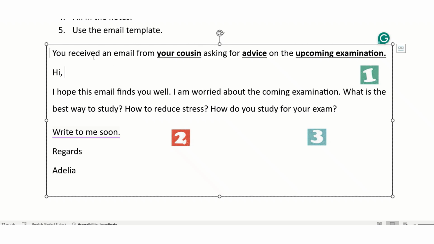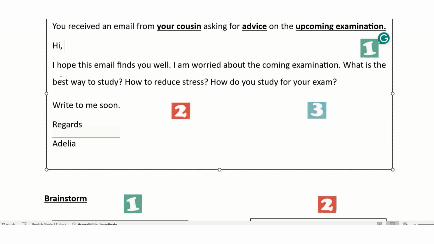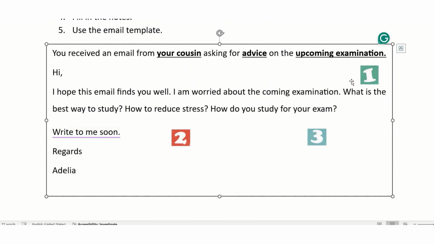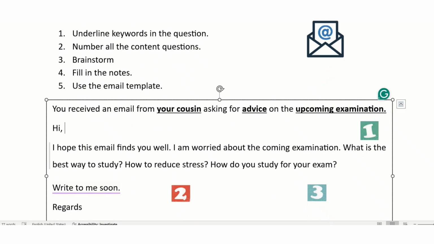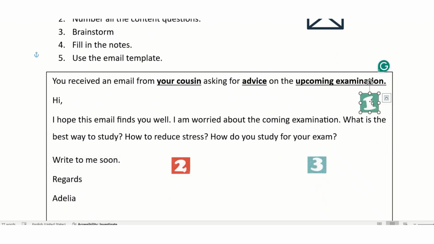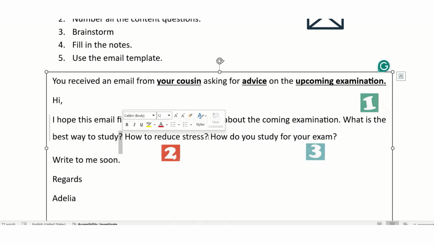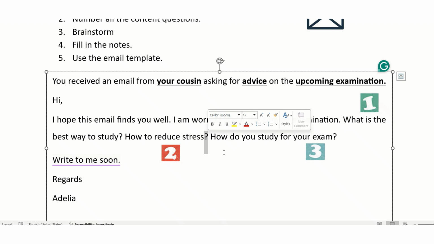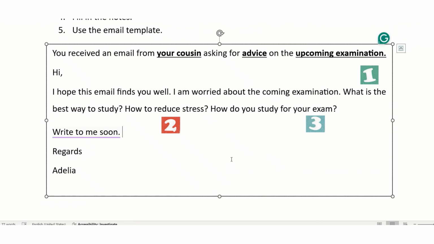After reading the instruction and now reading the actual email, they need to go to the second step, which is to number all the content questions. So number 1, number 2, and number 3. The content questions can be 3 or more, and they can easily see this when they see the question marks, or probably there will be just statements without question marks, but that is actually a content question. I think that will also be possible.